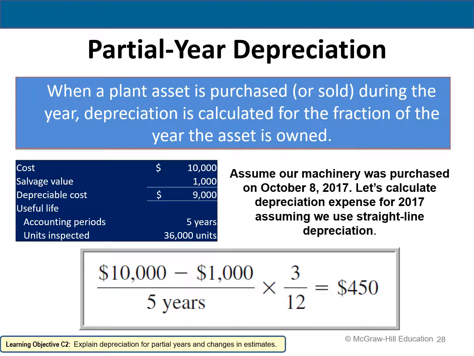So in this case, our depreciation for the partial year would be our $9,000 cost less salvage divided by 5 years, but multiplied by 3/12 because we are only depreciating for a partial year.